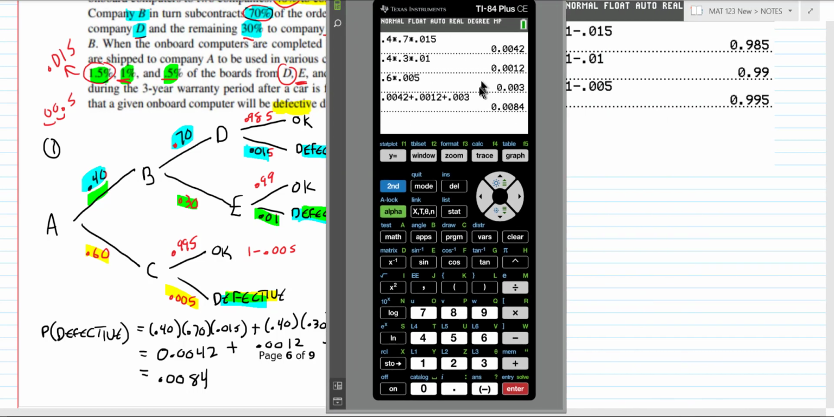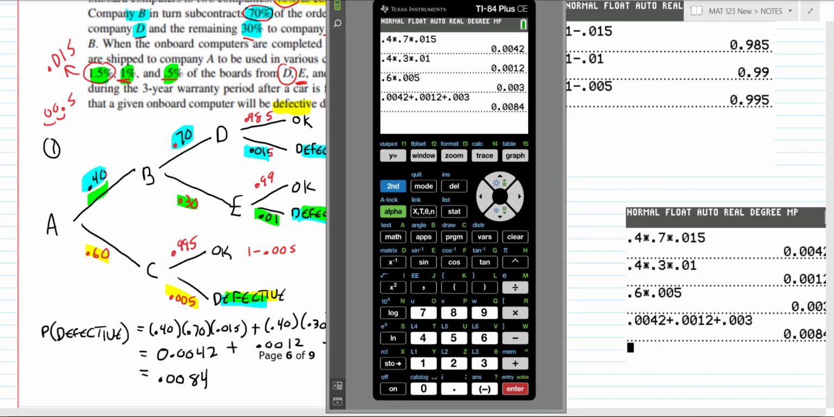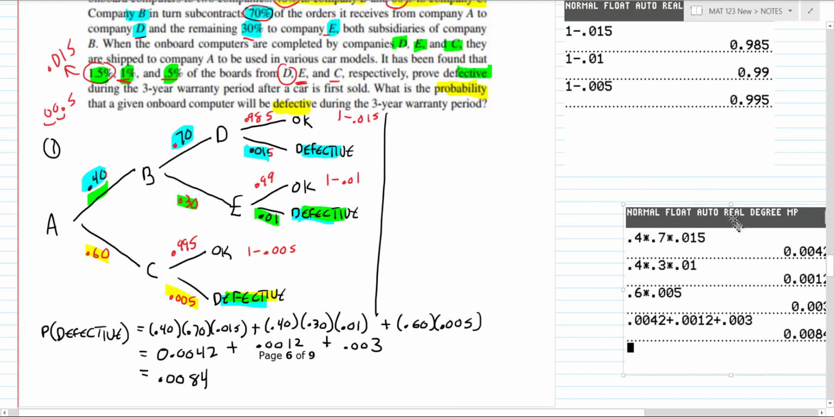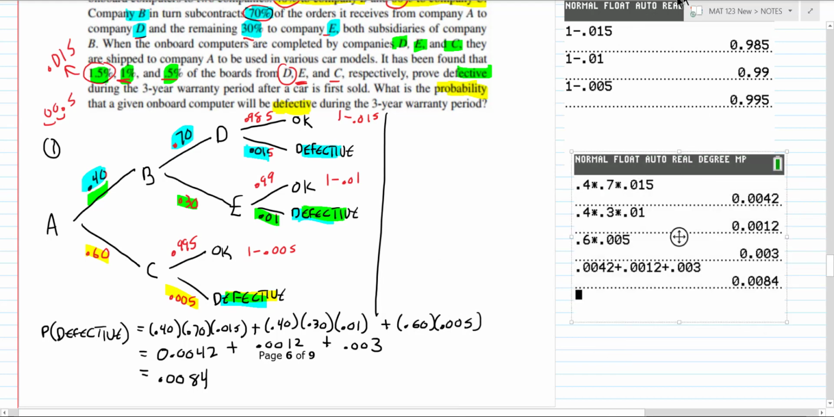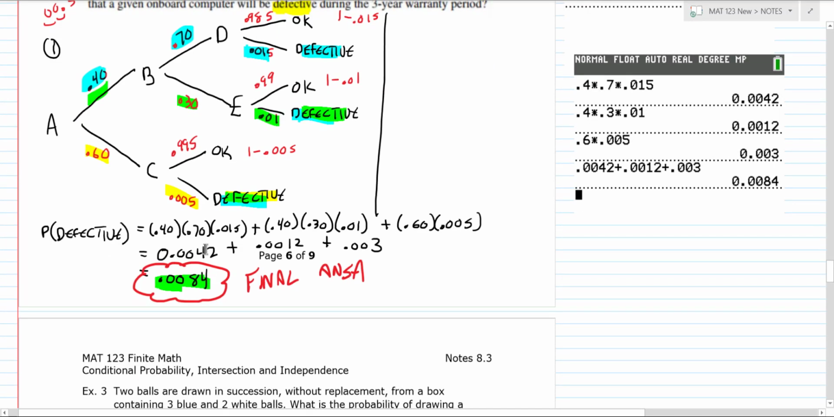Okay, that's how you do your probability trees given some scenario like that. So that would be your final answer right there. Okay. All right, that's the final answer. Okay. All right, so any questions about that?